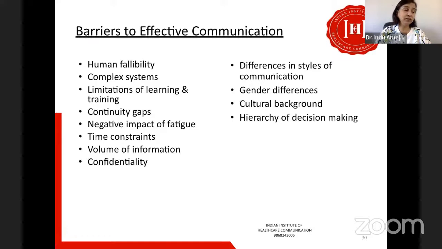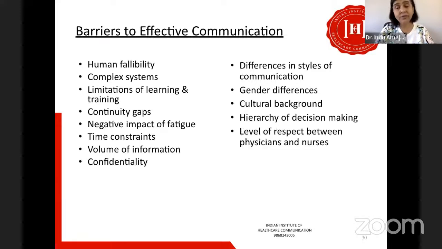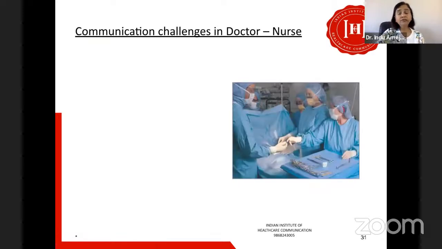Then hierarchy of decision making. When you think the decision making is in somebody else's hands, you feel less empowered, so you're less likely to talk about the treatment or the detailed information about the patient. And then the level of respect between physicians and nurses. A lot of the time nurses feel, we are just here to execute, the decision has to be taken by the doctor or the consultant. So they feel it's not me who is going to talk about the treatment or the care plan; it is the doctor who is supposed to talk about it. And then the level of empowerment. I think all three are interrelated. So we have seen a lot of communication challenges between doctors and nurses.